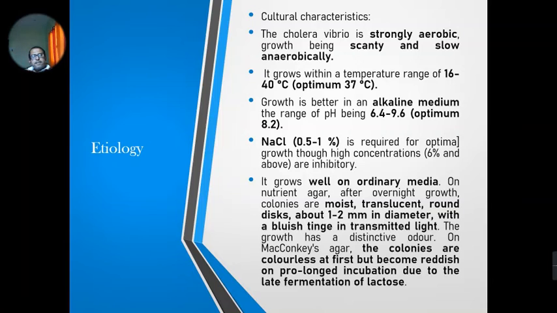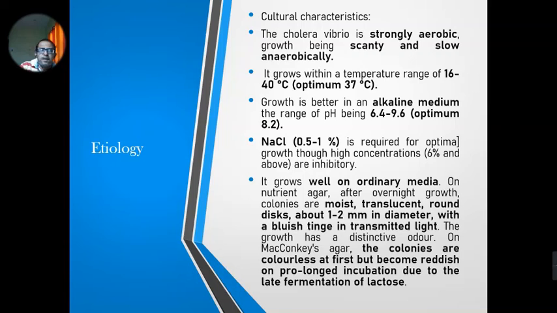Okay. Now another characteristic is that this bacteria can grow in the presence of a salt, that is sodium chloride. When we add 0.5 to 1% sodium chloride in the growing medium, the growth of this bacteria is optimal. This bacteria can tolerate up to 6% sodium chloride in the medium. But when we add 7% sodium chloride, it is inhibitory for the growth of Vibrio cholerae bacteria. So NaCl is required for the optimum growth of this bacteria, and the requirement is 0.5 to 1%.